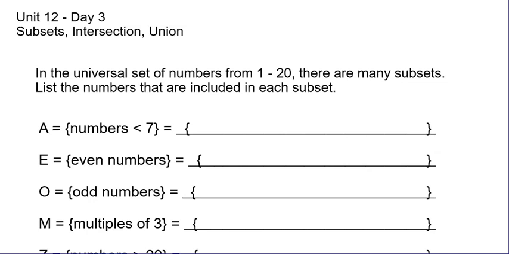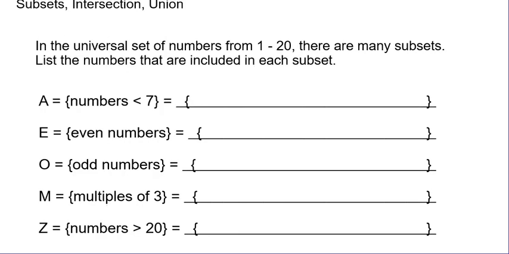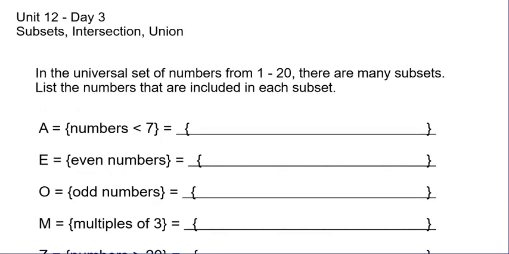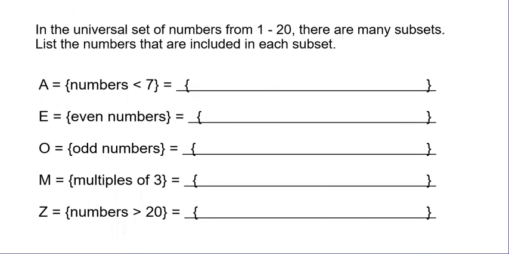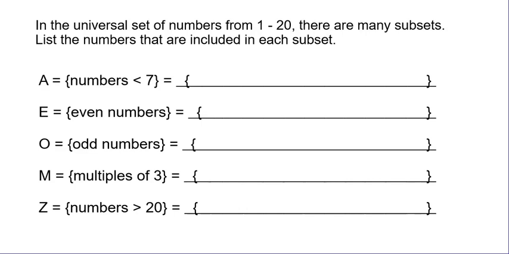So, day 3: subsets, intersections, and unions. In the universal set of numbers from 1 to 20, that's what we're starting with. Our overall set is 1 to 20. There are many subsets. List the numbers included in each one.